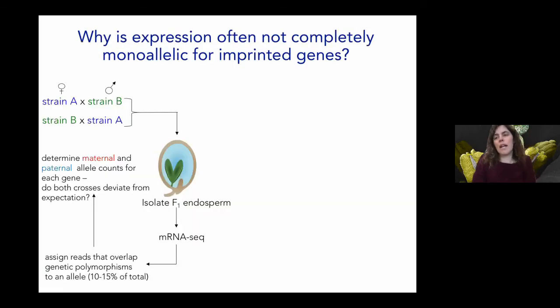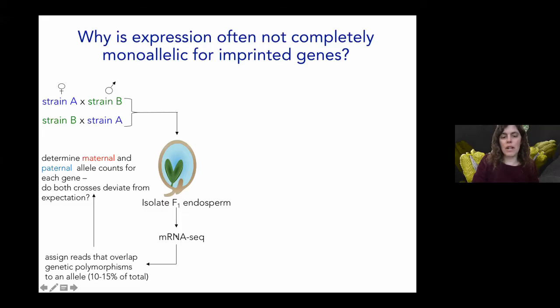So my lab and many others have been looking at imprinting on a genome-wide scale since around 2010, both at identifying imprinted genes and then looking at epigenetic modifications associated with imprinted genes. And so the way we identify imprinted genes is like this. So we'll take two strains of Arabidopsis, say Columbia and Ler, do reciprocal crosses, and isolate F1 endosperm a few days after fertilization. So this is a hybrid endosperm.